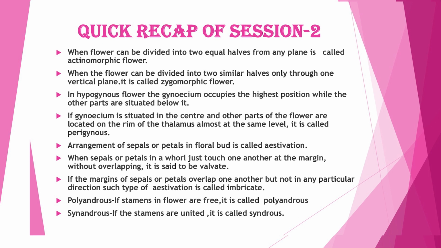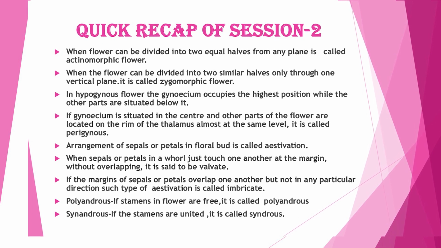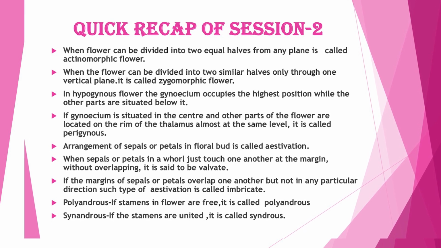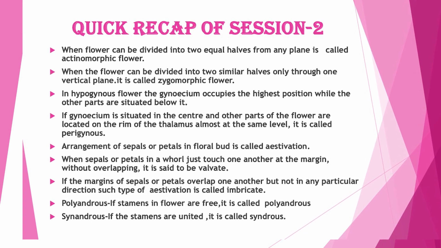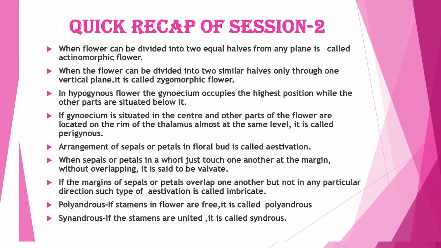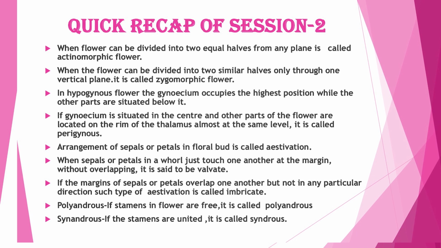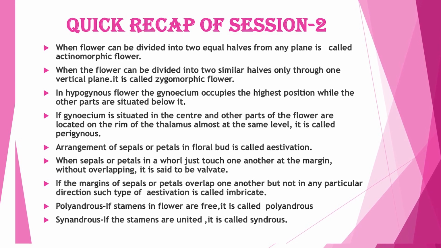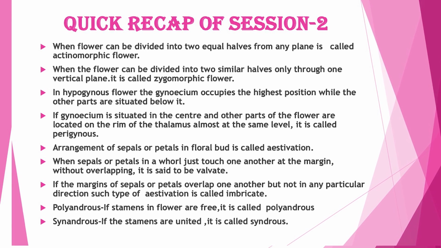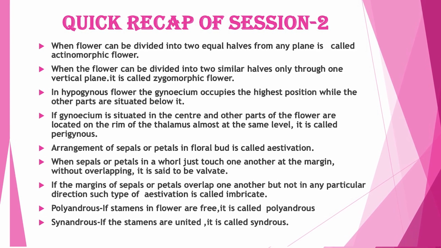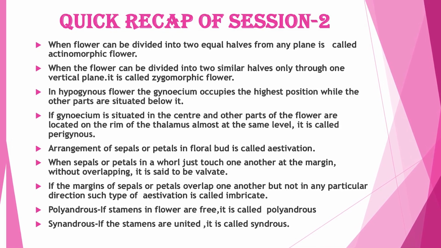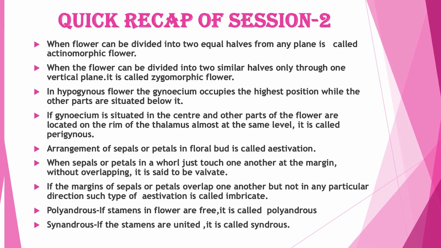Arrangement of sepals or petals in the floral bud is called estivation. When sepals or petals in a whorl just touch one another at the margin without any overlapping, it is said to be valvate. If the margins of sepals or petals overlap one another but not in any particular direction, such type of estivation is called imbricate. Polyandrous, if stamens in the flower are free, it is called polyandrous. Synandrous, if the stamens are united, it is called synandrous.